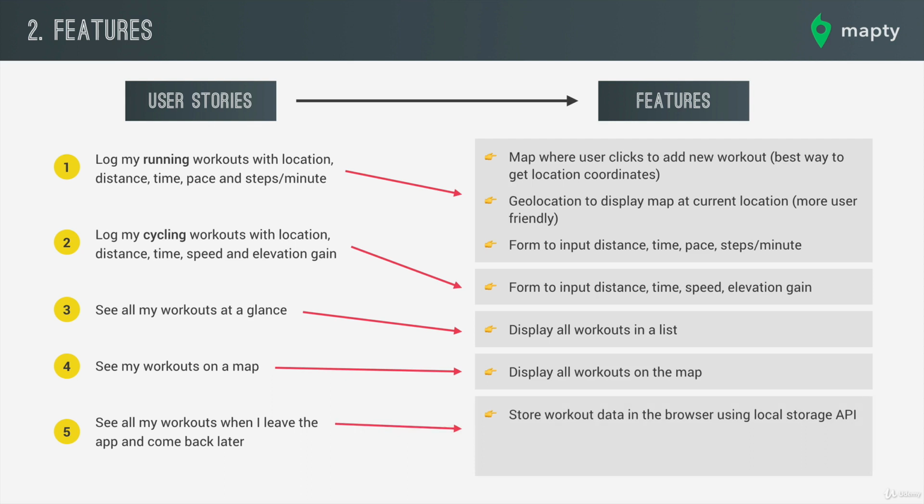And for that, we're going to use a browser API called local storage. Then, whenever the user comes back to the page, we will read the data that was saved in the local storage and then display it both on the map and also on the list. Okay, and so these are the features that we will have to implement. And so let's now put them in our flowchart.